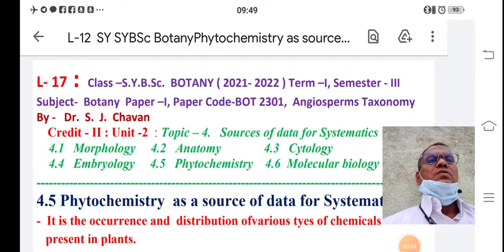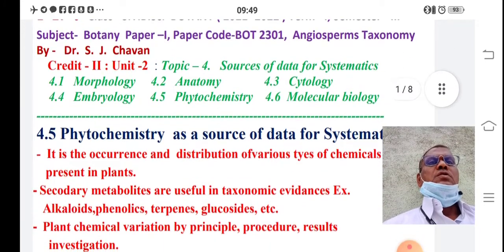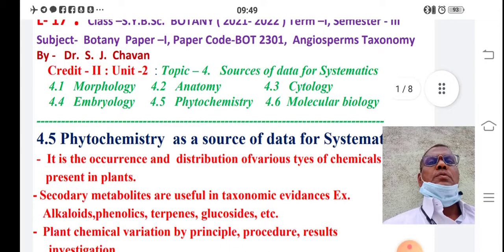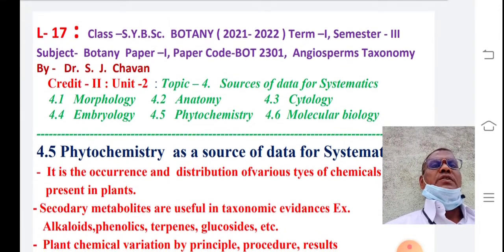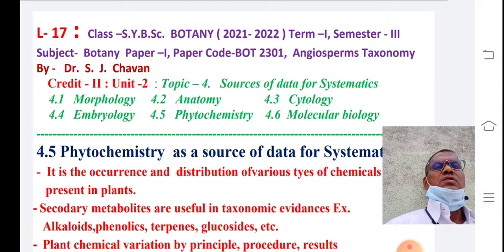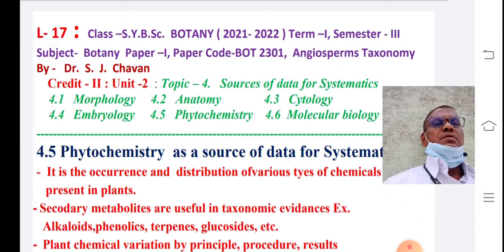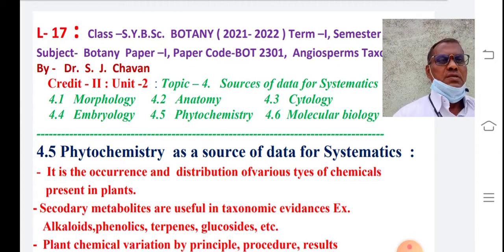So today is our lecture. It is lecture number 12. It is based on our topic number 4, and we have seen the 4 points: sources of data for the systematics as morphology, anatomy, cytology, and embryology. Then the fifth point is phytochemistry as a source of data for the systematics.